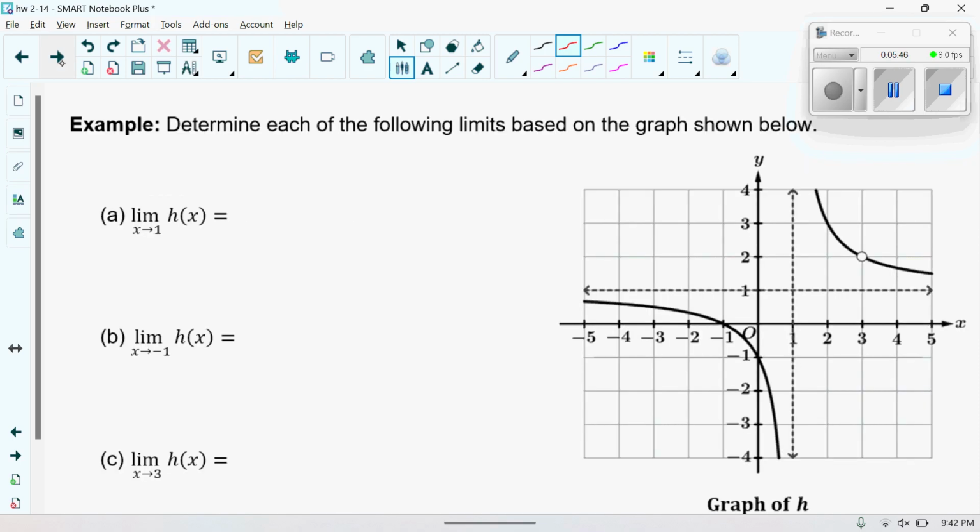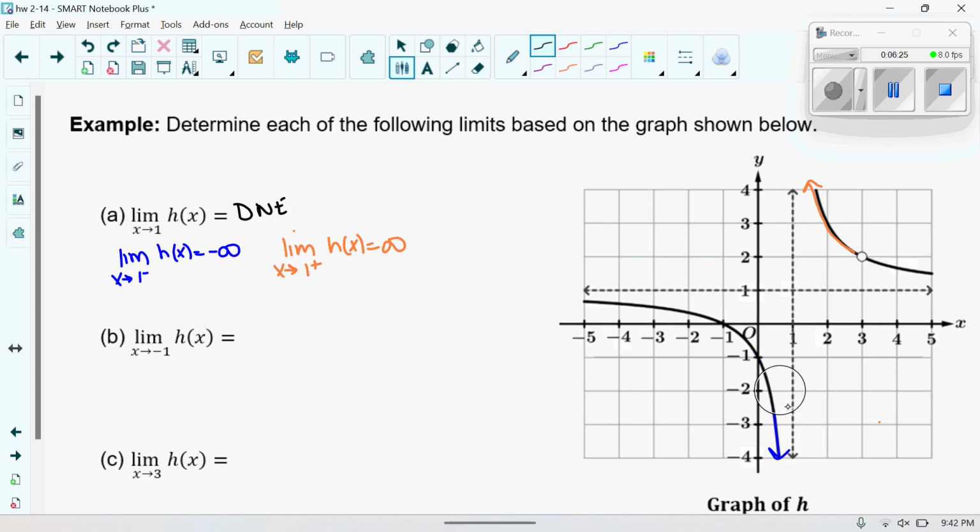Let's take a look at an example. So remember, this is just my overall limit. So I have to approach x equals 1 from the left. So the limit as x approaches 1 from the left of f of x goes to negative infinity. And then as I approach from the right, the limit as x approaches 1 from the right of f of x goes to positive infinity. So since those two values do not equal each other, my overall limit does not exist.